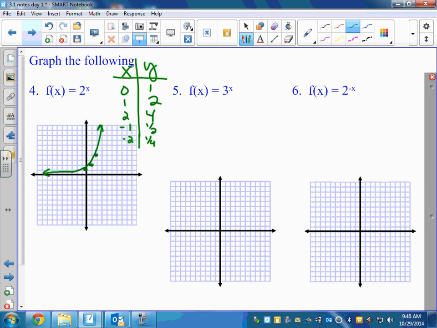And just to show you real quick that 3 is going to be the same shape, the only thing that happens is it's going to go up at an even faster rate, so I'm not going to pick a million points on this. I'm just going to pick negative 1, 0, and 1.